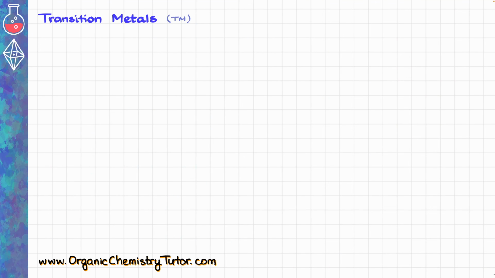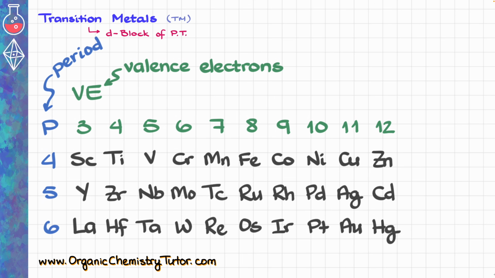Alright, so transition metals, those are the D block of the periodic table, which is these guys over here. I'm only including the 4th, 5th and 6th periods of the periodic table here, as the 7th period with the transuranium elements have no practical applications for our purposes due to their extremely low stability. They are all extremely radioactive and they just decompose way too fast.